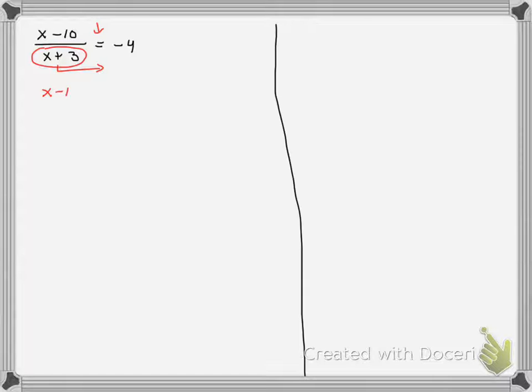My numerator will stay on the left. Whoops, that should be a 10. I don't know why I put 11. Equals the negative 4. Don't forget, the denominator's a grouping, so I need to represent it with parentheses. Now distribute.